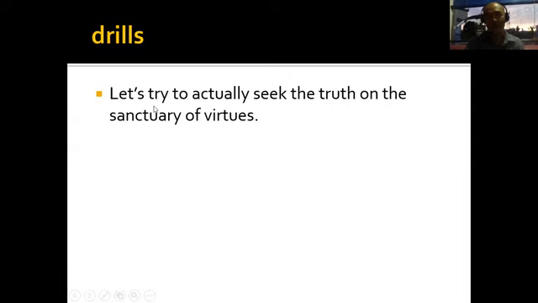Okay, let's read this. Let's try to actually seek the truth on the sanctuary of virtues. So there's a lot of CH sounding T there. So as a Filipino, you might possibly pronounce that as let's try to actually seek the truth on the sanctuary of virtues. Okay, so you see the difference.